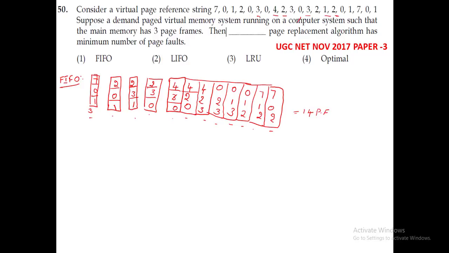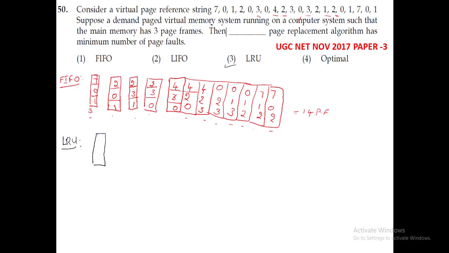Now see the next method, that is LRU, right. LRU stands for least recently used, right. Recent use refers to past references. So what is the main mechanism of LRU?